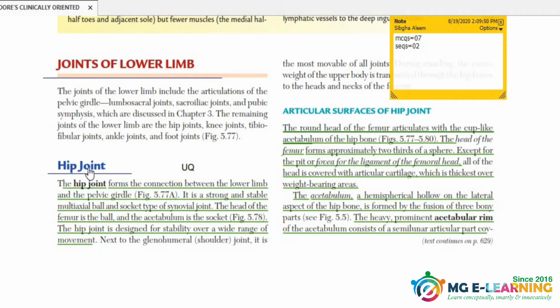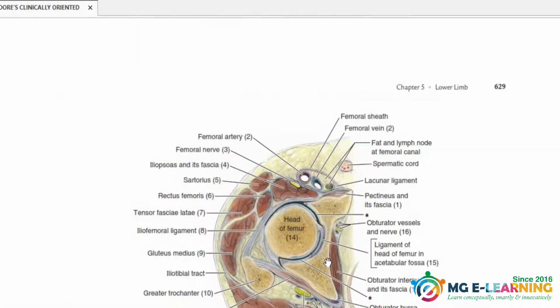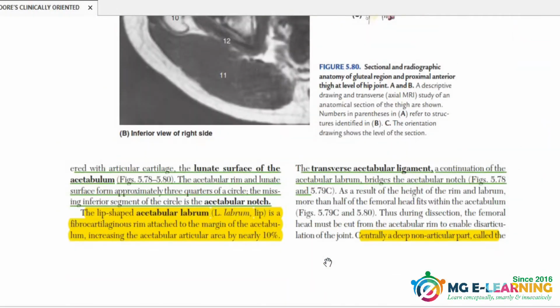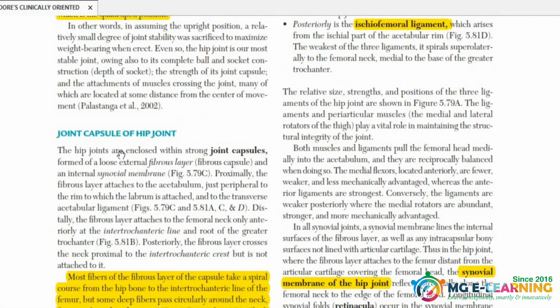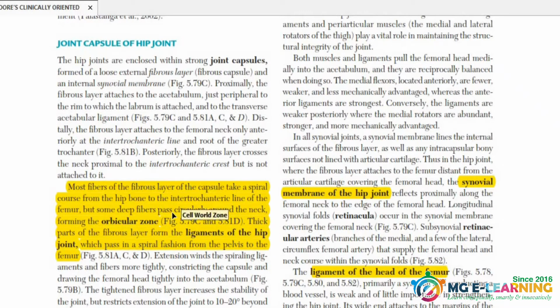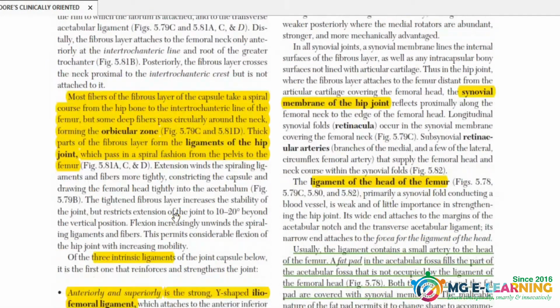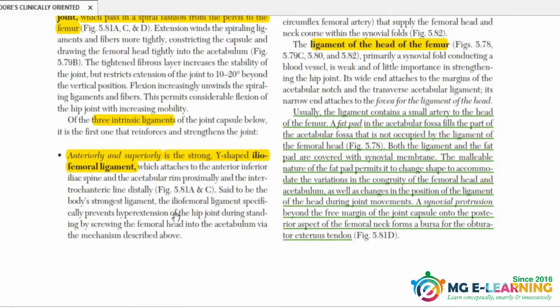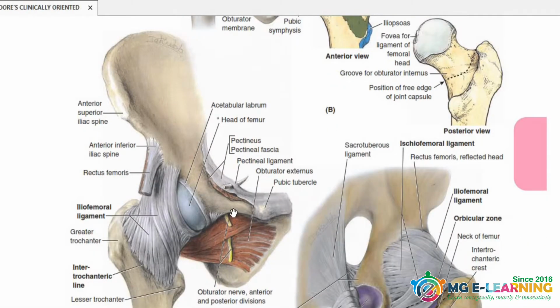Now first of all, our important UQ is the hip joint. You have to know its articular surfaces, this one and the next, and you have to know about the joint capsule of the hip joint and the ligaments involved, and the attachment of the ligaments. All are important in the hip joint, and these diagrams are important to see the ligaments of the hip joint.